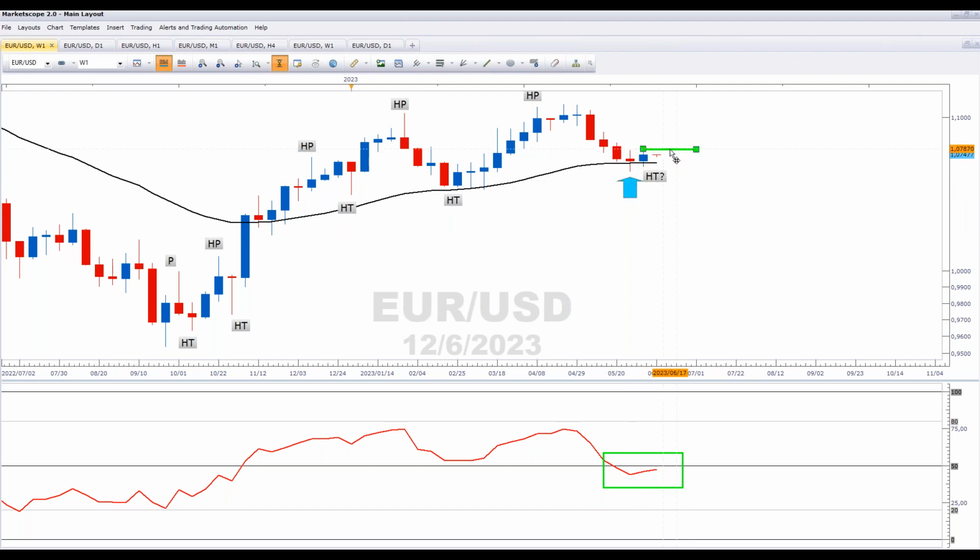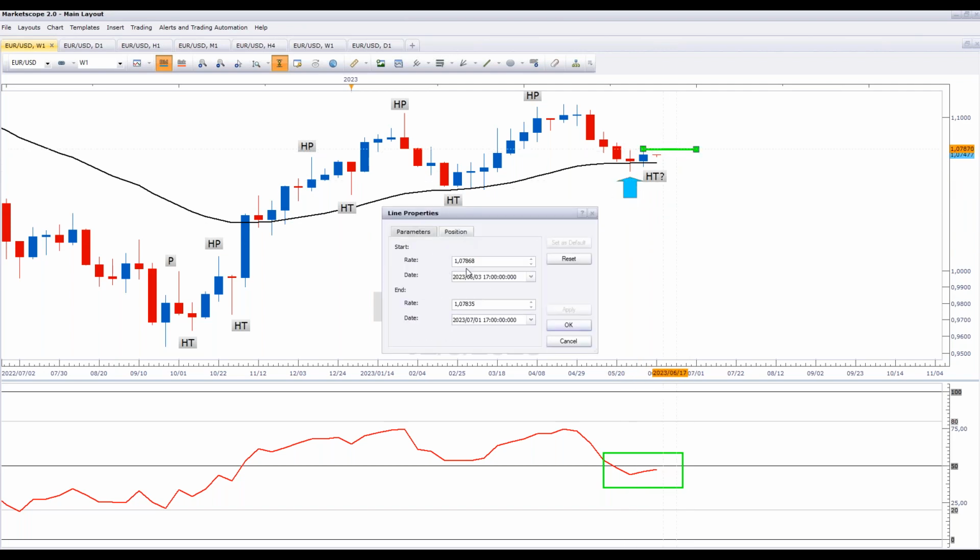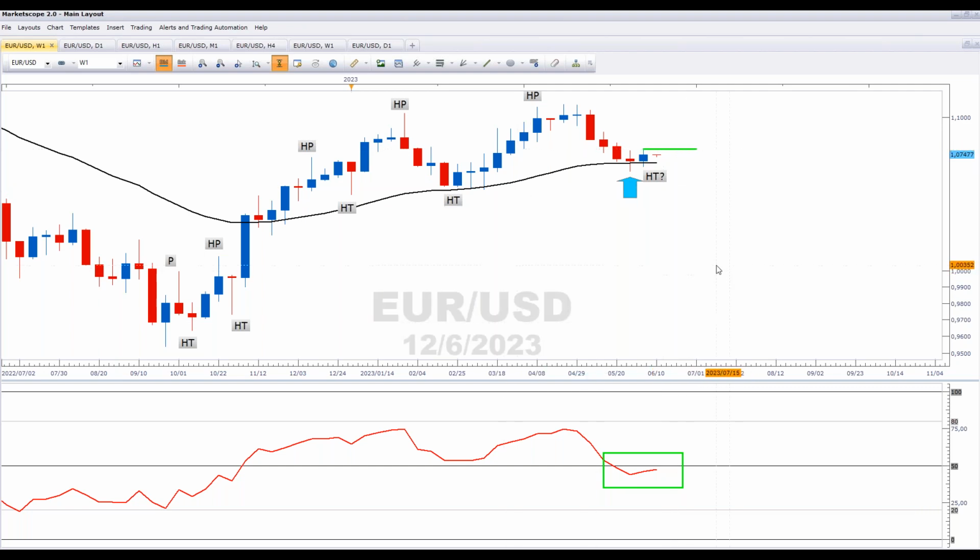Let's just line these up. Yeah, there we go. All right. Nevertheless, it does look like there's some support here. You can see it's right on this moving average. I beg your pardon, let's go down to the daily chart. See what's happening here.